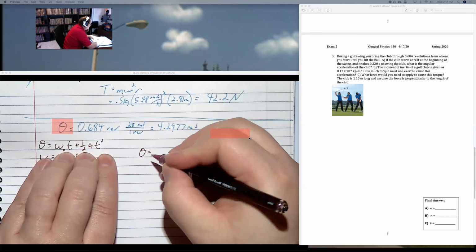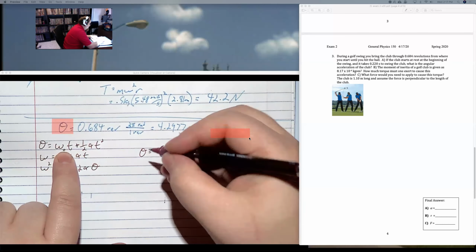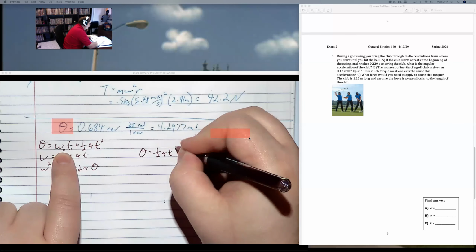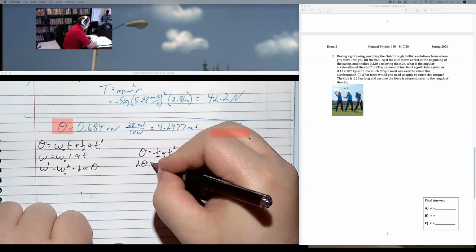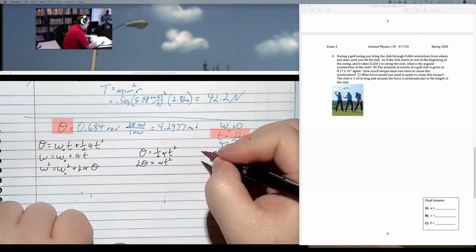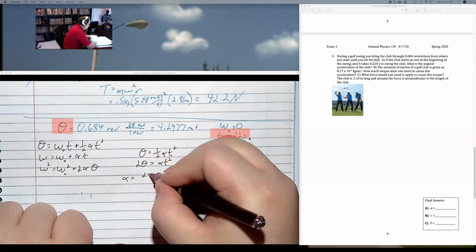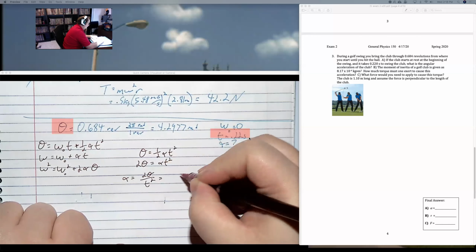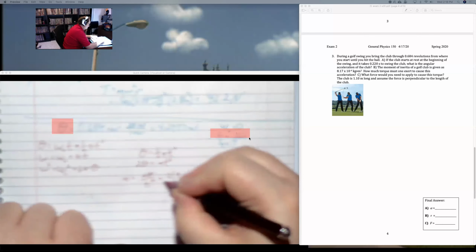Now, in this case, omega naught was 0. So that leaves me with theta equals 1/2 alpha t squared. I can multiply both sides by 2 and divide both sides by t squared. And I can use this to solve.